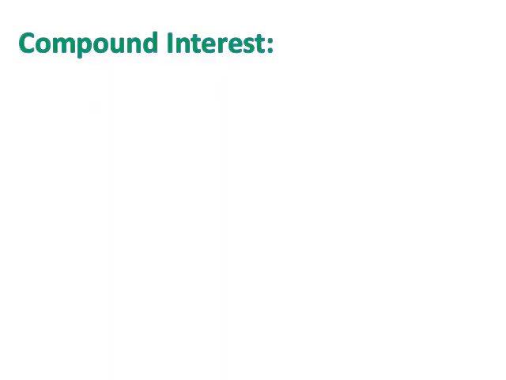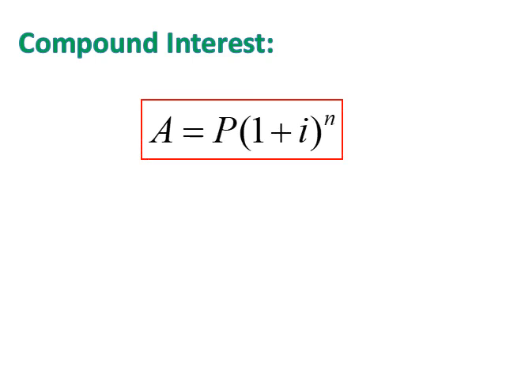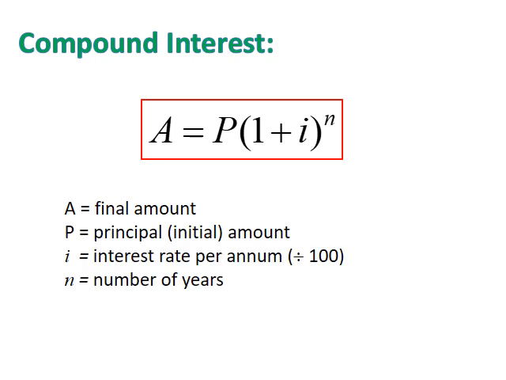So compound interest, here we are. I'm sure you can remember that the difference between simple and compound interest is that n is now an exponent, which is wonderful because it means that the interest is calculated on the most recent amount of money left in the bank and not merely on the principal amount once off. A is your final amount, P is your principal or initial amount, I is your interest rate, and n is your number of years.